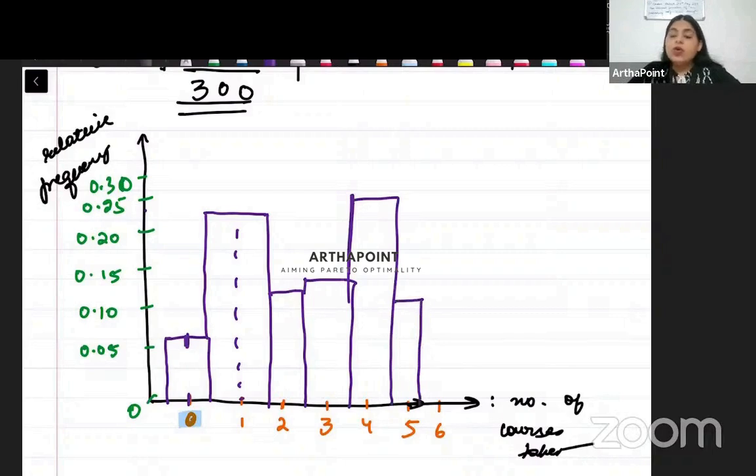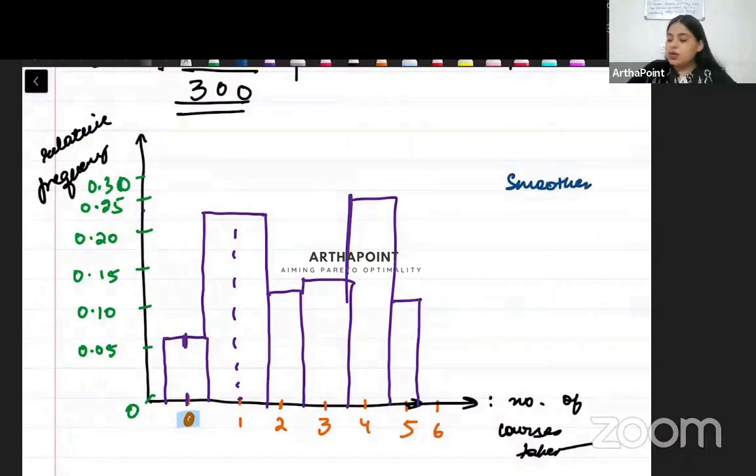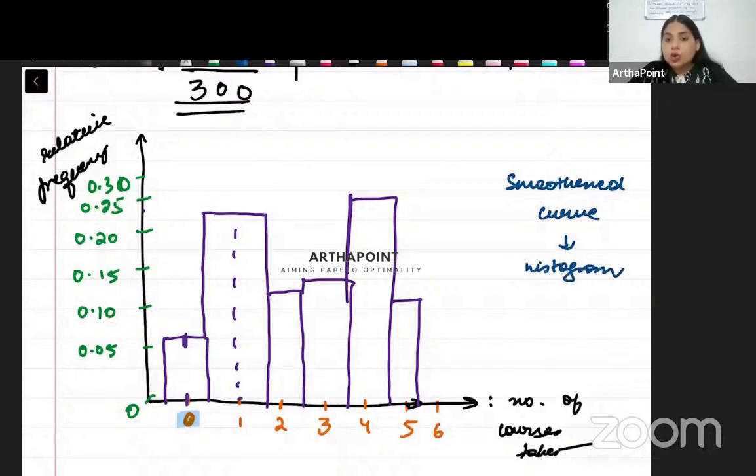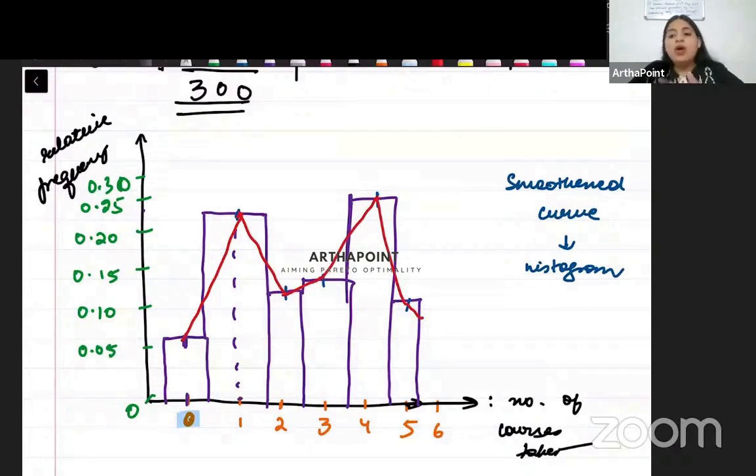Now, you can also draw something which is known as a smoothened curve from a histogram. What is a smoothened curve? To draw a smoothened curve, you will join these center points together and get a line. So for example, when I join these center points, I will get something like this. Like this. So this will tell me exactly how my pattern looks. It will tell me where are my peaks and where are my troughs, right?